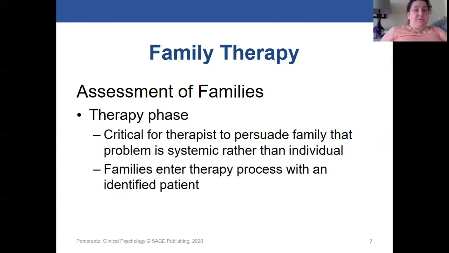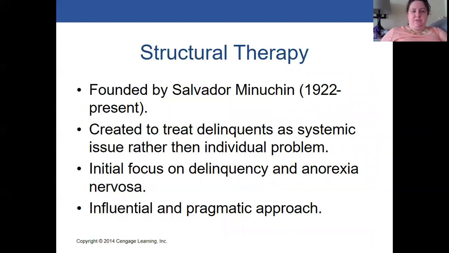Almost always, when you come to family therapy, there's an identified patient, one person within the family that's the problem. They have anorexia, they have substance abuse, they have behavioral issues, they have schizophrenia, something along those lines. So structural therapy was founded by Salvador Minuchin, and Minuchin really devised this therapy to deal with delinquency, so behavioral problems, and in particular anorexia nervosa, as well. This is looking at how the family affects those things. How can addressing relationships within the family help the patients overcome it? There's an influential and pragmatic approach here, and a lot of people respond really well to it.